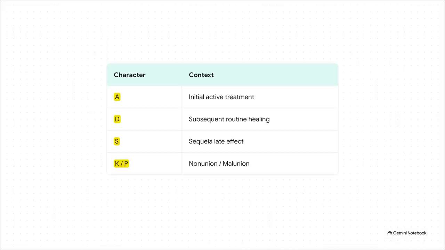Now, your 7th character extensions basically act as a timeline for the patient's care. Think of it as a matrix. A indicates the initial encounter for active treatment, stuff like casting or surgery. D is for a subsequent encounter during routine healing. Then we've got S for sequela, which captures late effects like chronic pain. And remember those nasty complications we just talked about? You'll use specific characters like K for non-union and P for malunion during those subsequent encounters.